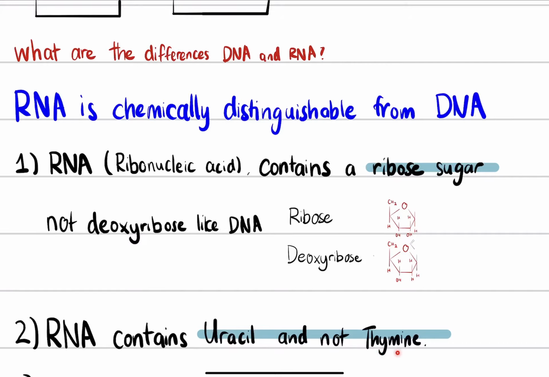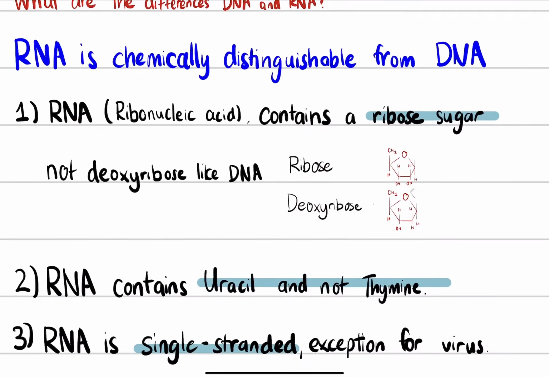The second difference between RNA and DNA is that RNA contains uracil and not thymine. Remember that uracil and thymine differ by a very small difference, and they have a very similar structure. The only difference is a methyl group. So they're very similar, but you will never see uracil on DNA, and you will never see thymine on RNA. This is an important difference.